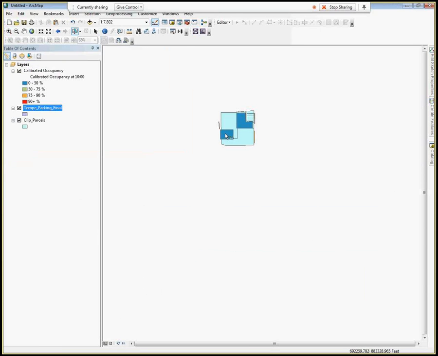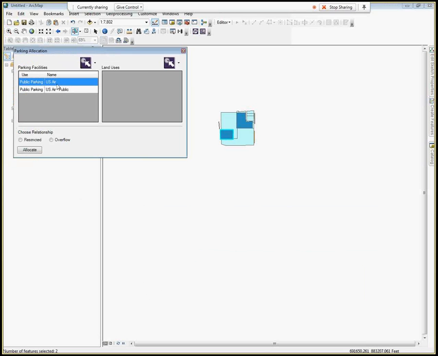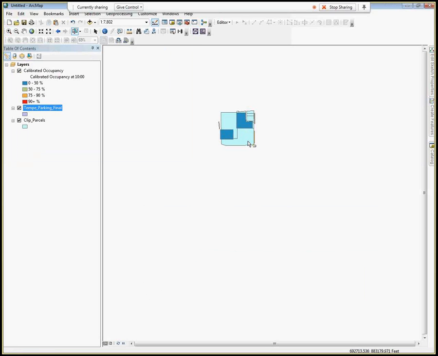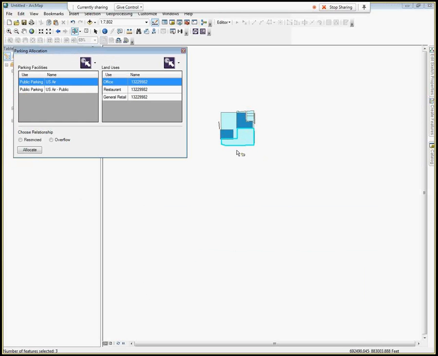So the first one I select is the US Air facility, and then I'll select my land uses. And so the office for US Air is allocated to the parking for US Air, not the public parking, but just the office parking. And there's two layers of parking here. One is public, and it serves the other land uses, and then below it, layered in the shapefiles, is the private parking that has the permitted uses. We'll click allocate, and then we'll do the other.